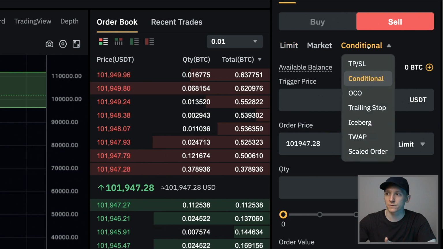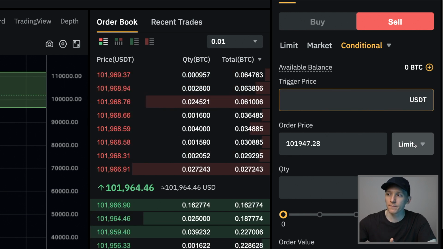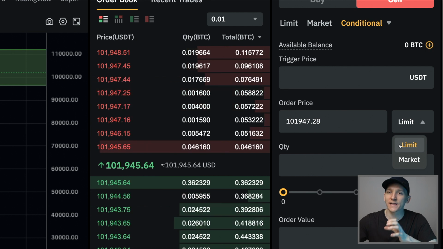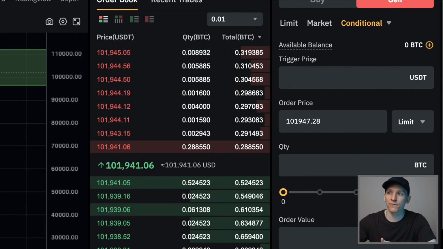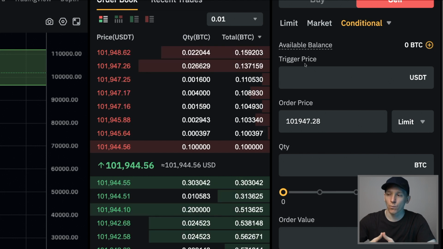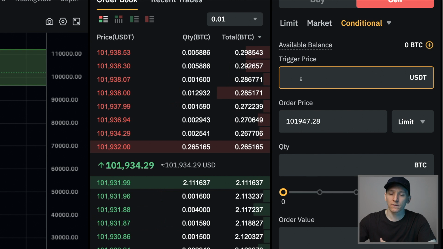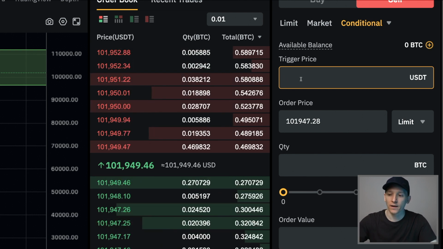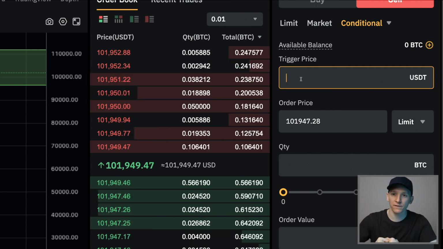Now go to conditional. This is where the trigger price comes in. So what we're doing is we're using either a limit order or a market order, which you can choose right here, but we're only inputting the limit order or the market order at a specific trigger price. So what we can do is say to the system, only input our trade and our order when the trigger price is met. And we can use this essentially for trading stop losses, right?